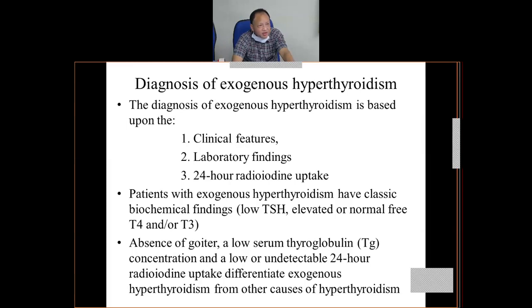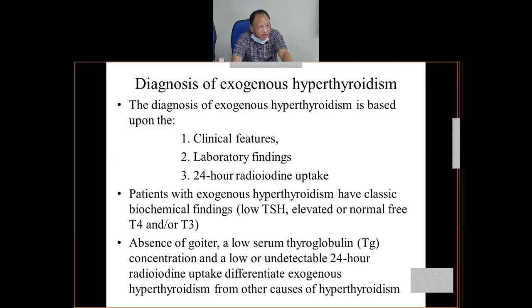In the diagnosis of exogenous hyperthyroidism, the clinical features are the same and laboratory findings can be the same. The 24-hour radioiodine uptake, however, will tell you what it is. Patients with exogenous hyperthyroidism have the classic biochemical changes, the same as in hyperthyroidism. However, the absence of a goiter, a low serum thyroglobulin, and a low or undetectable 24-hour iodine uptake differentiate exogenous hyperthyroidism from other causes of hyperthyroidism.